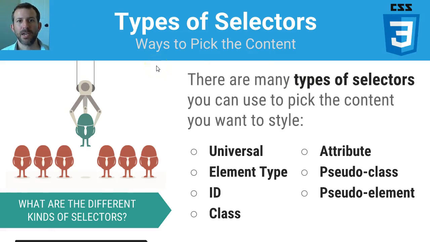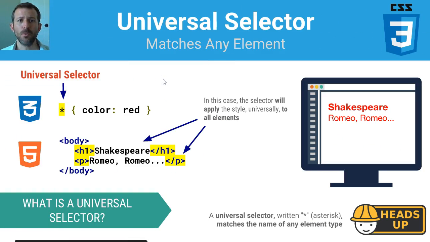There are many different types of CSS selectors, and I've listed some of them here. Universal, element type, ID, class, attribute, pseudo class, and pseudo element are the ones I'm going to walk you through. The first one I want you to know about is the universal selector. The universal selector allows you to match any element.